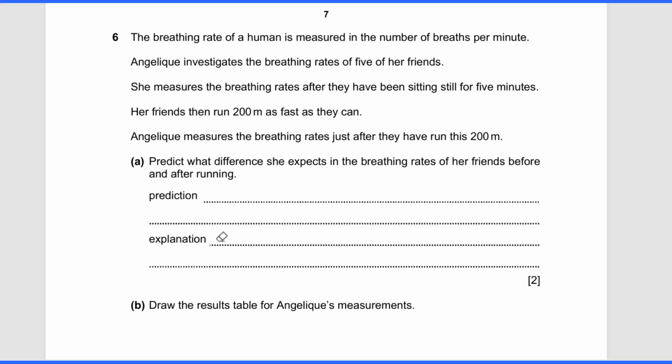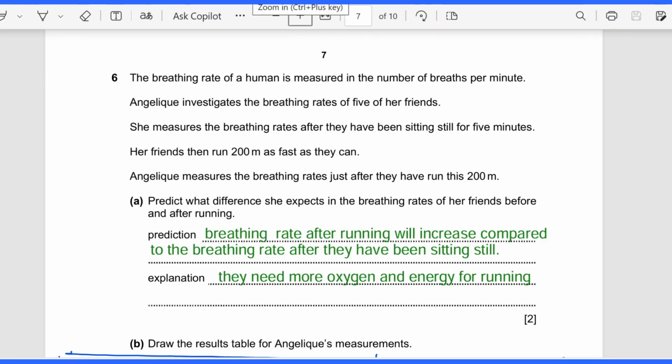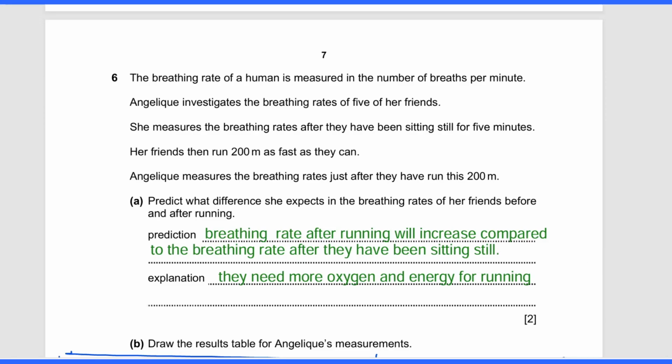Prediction and explanation. Okay, let's check out the answer. If you have not finished, you may pause this video. So here is the answer. Prediction: breathing rate after running will increase compared to breathing rate after they have been sitting still. Explanation: they need more oxygen and energy for running. That is the explanation. Let's move on to 6b.